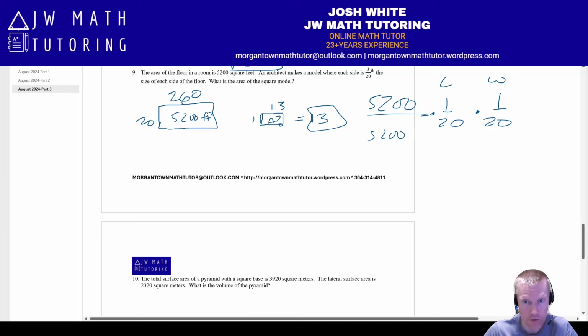So it's really 5,200 divided by 20 squared, which is 400. And that just comes out to 13. So that's just an alternate way to think about it, but you could get the answer doing that as well.